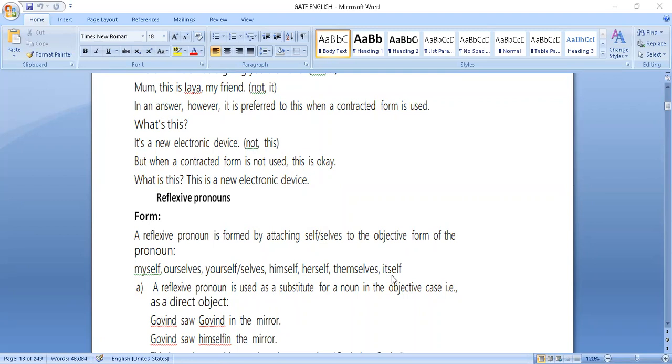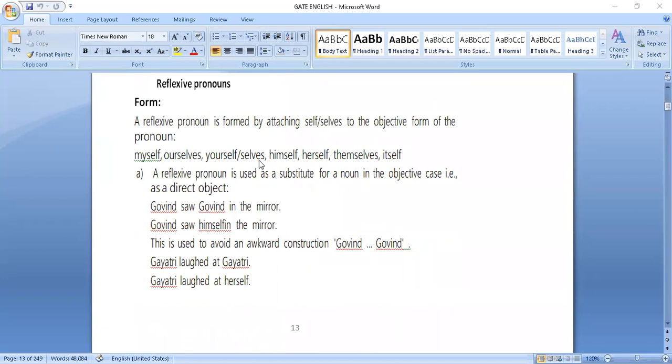A reflexive pronoun is used as a substitute for a noun in the objective case, that is, as a direct object. Govind saw Govind in the mirror; Govind saw himself in the mirror. This is used to avoid an awkward construction. Gayatri laughed at Gayatri; Gayatri laughed at herself.